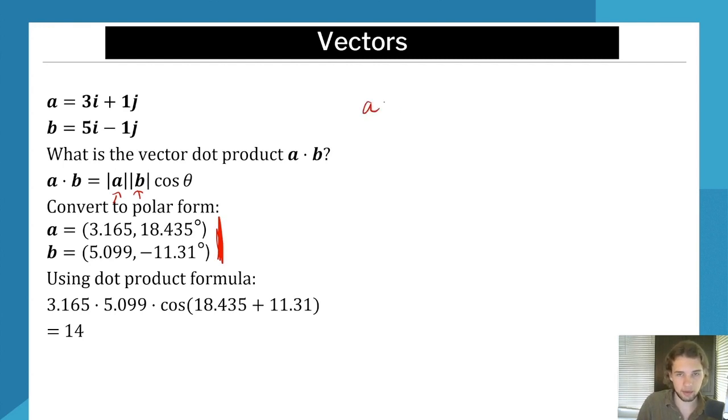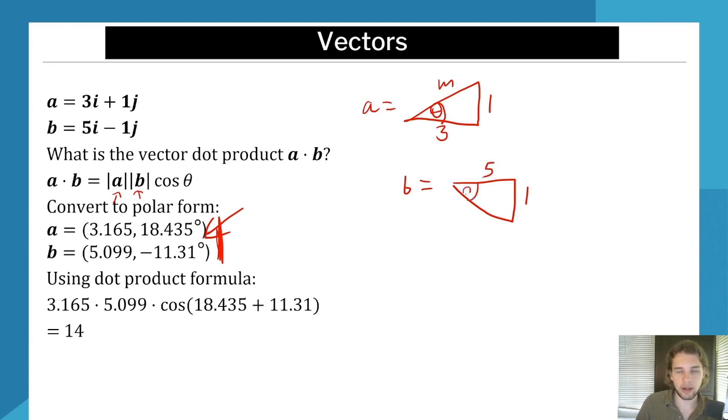A is sort of like this, where there's 3 and then 1. So the magnitude's up here and the angle's up here, which finds this value. And then B is like this: we go 1 down and 5 across. So our angle we can interpret as negative, or we could also go all the way around this way until we get to here. Then we find our magnitude. We have the polar form, and we've been through how to get it, we just use trigonometry.